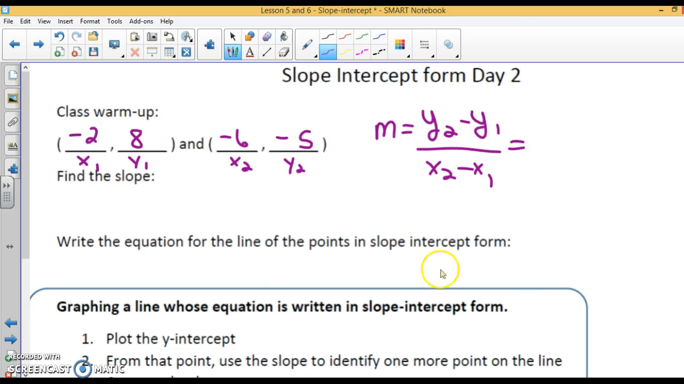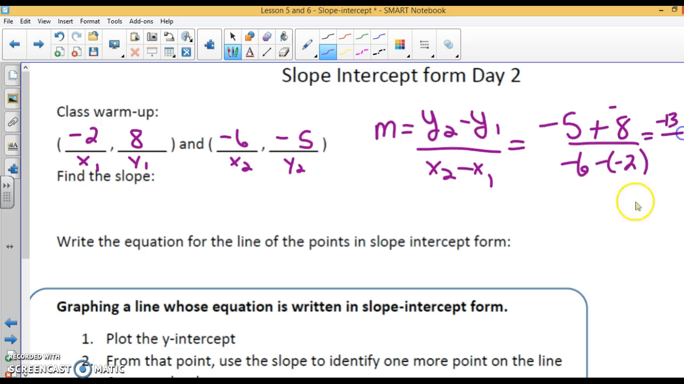So, -5 minus 8 over -6 minus -2. So add the opposite. This is -13 over add the opposite, -4. It ends up being 13/4 because a negative divided by a negative is a positive. Do not change it to a mixed number or a decimal. Just leave it.